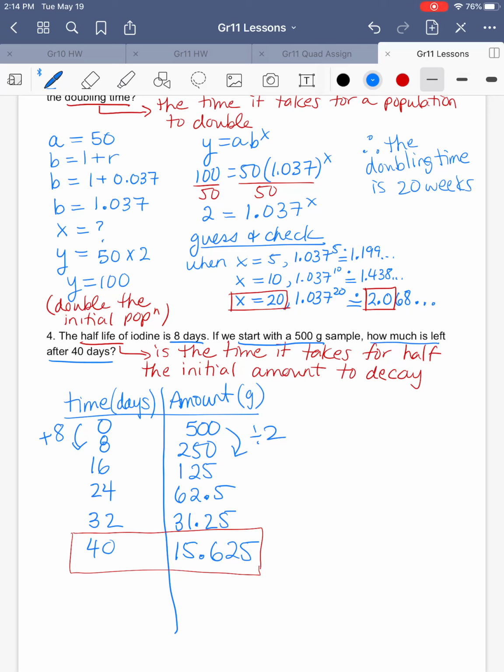and it didn't tell us to round, but we're going to default to rounding to 1 decimal place. So therefore, after 40 days, there is approximately 15.6 grams left.